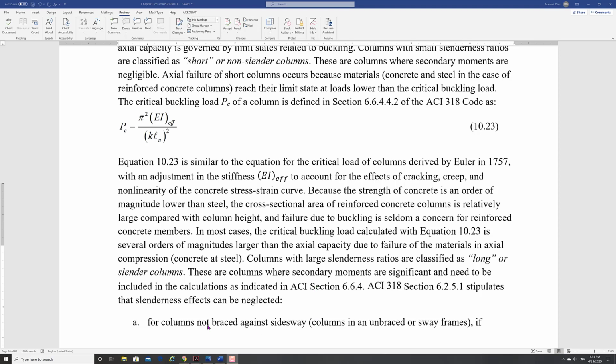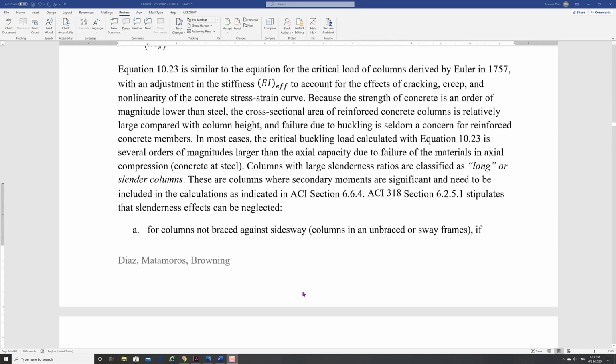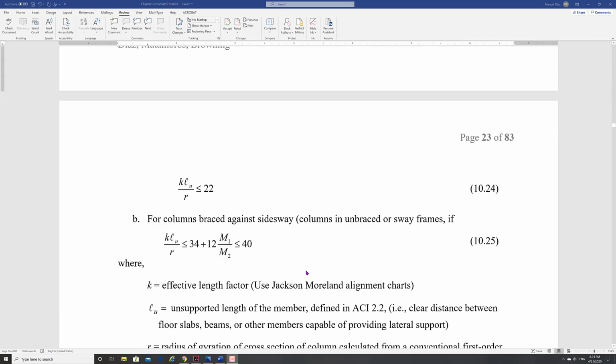Okay, so for columns that are not braced against sideway, so these are unbraced or sway frames, right? This limit is 22. So when KLu over r exceeds 22, the column becomes long if it is a column that belongs to an unbraced frame.